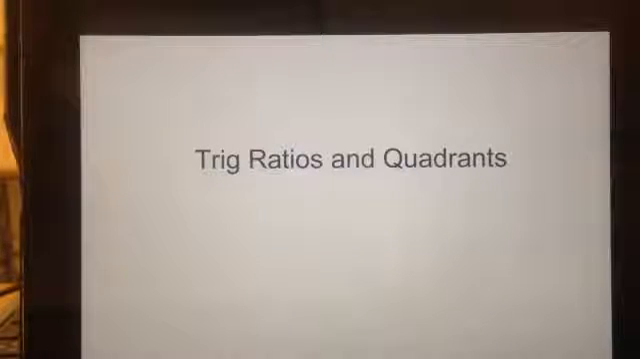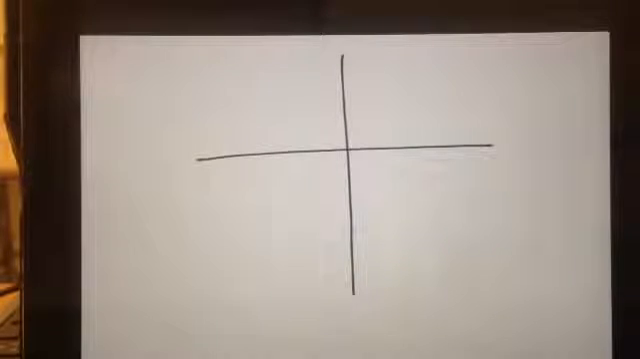Next, we're going to look at trig ratios and their quadrants, and when certain trig ratios are positive or negative, and how that can help you find missing sides if all you're given is the ratio. So first, on your notes, go ahead and draw the four quadrants.